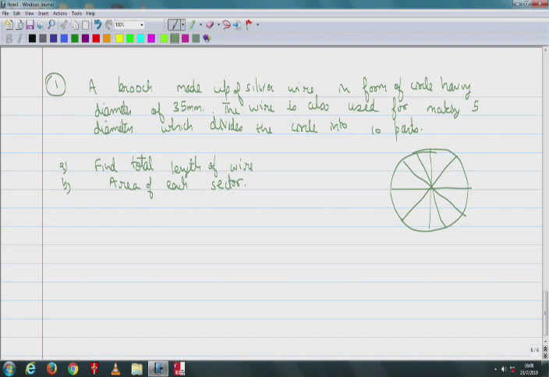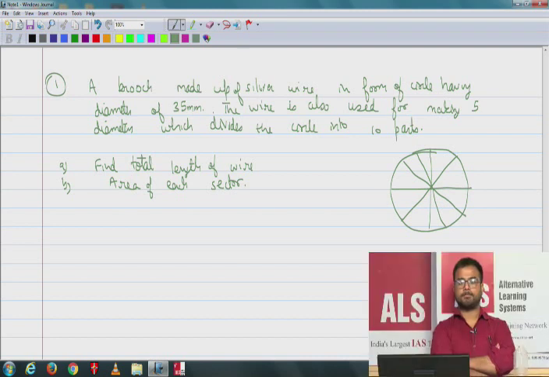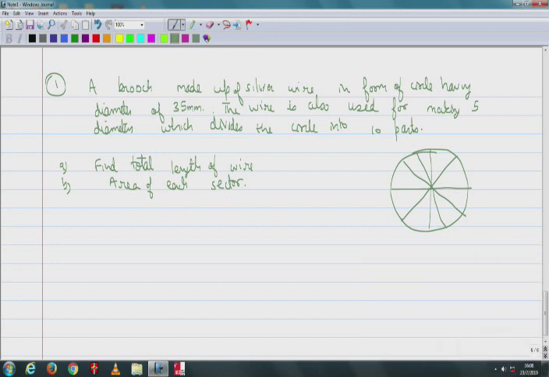A straightforward question it is, just substitute the values. And for pi you can use 22/7.